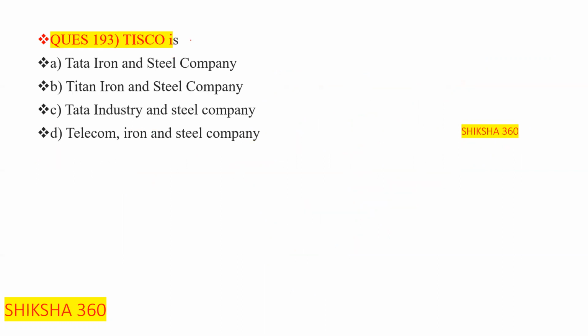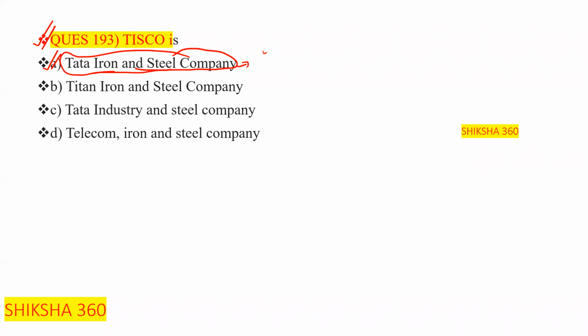Now move to the next question. Question number 193. What is the full form of TISCO? Tata Iron and Steel Company, Titan Iron and Steel Company, Tata Industry and Steel Company, or Telecom Iron and Steel Company. The correct answer is option A, Tata Iron and Steel Company.